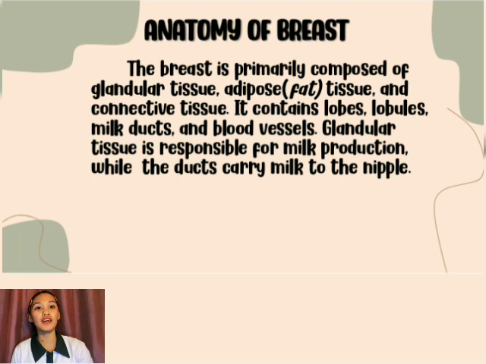And lastly, we must not forget about the blood vessels. They're responsible for supplying the breast tissue with oxygen and nutrients, keeping everything healthy and functioning properly. So, all in all, the breast is made up of glandular tissue for milk production, adipose tissue for shape, and connective tissue for support. It also contains lobes, lobules, milk ducts, and blood vessels. Each of these parts plays an important role in breastfeeding and maintaining breast health.